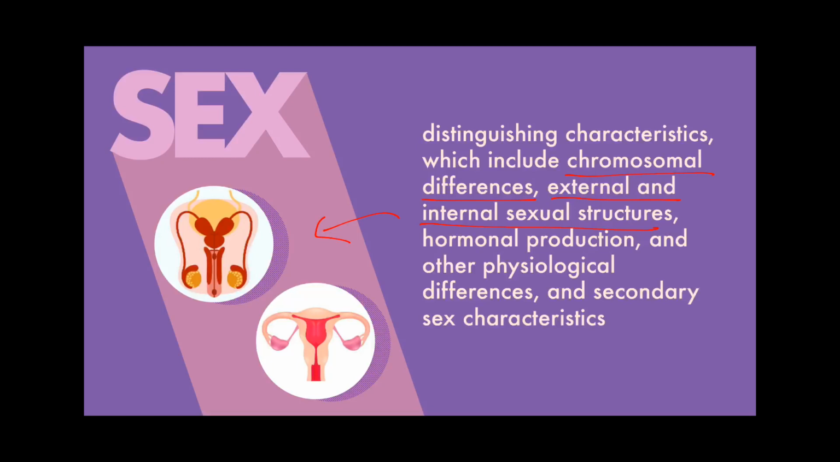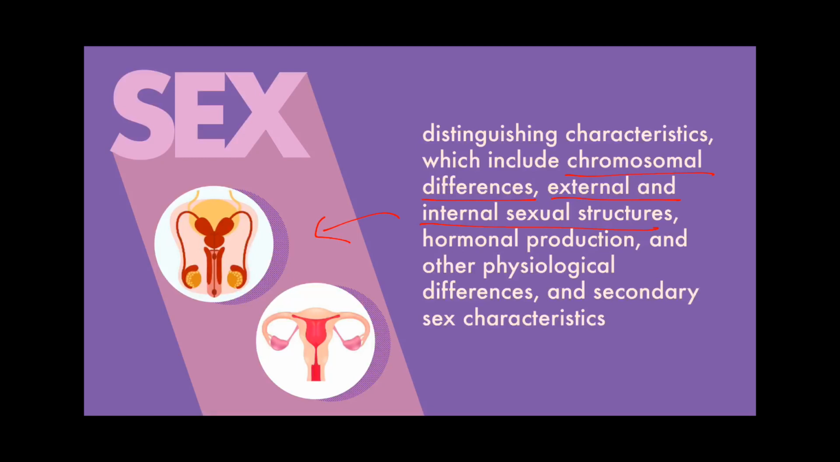Males are identified by their external sexual genitalia, and these are the penis and the testes. For the females, the external sexual genitalia are the vagina, the labia minora, the labia majora, and so on. And then we also have the internal sexual structures or internal reproductive organs, for example for males it's the testes, and for females you have your ovaries, your fallopian tubes, your uterus, your cervix.